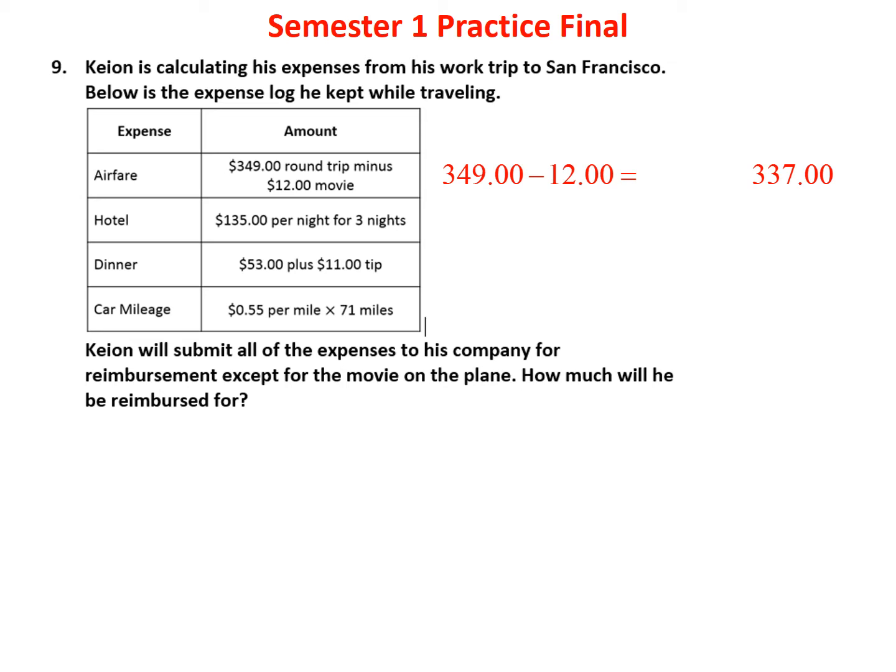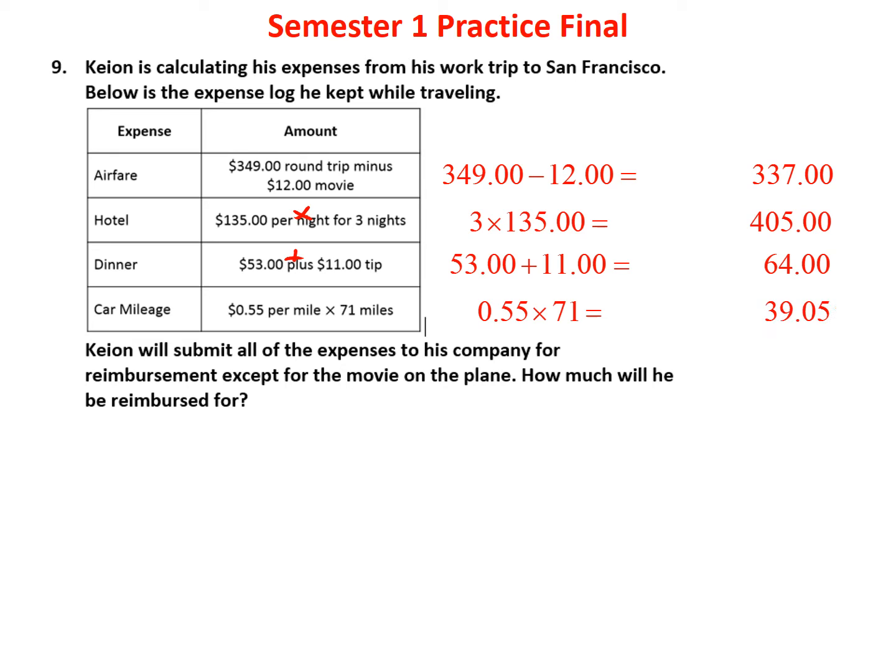The hotel, $135 for 3 nights, so $135 times 3 is going to be $405 for his hotel. His dinner is $53 plus the tip, so the plus means we're going to add here. So this is going to be 53 plus 11, or $64. And then finally 50 cents per mile, and you see we're going to multiply the miles times the rate that we get. So 55 times 71 is 3905. So when we add these all up, our answer should be $845.05.